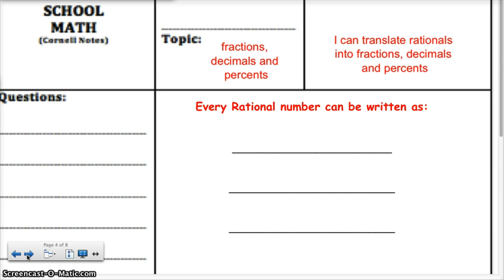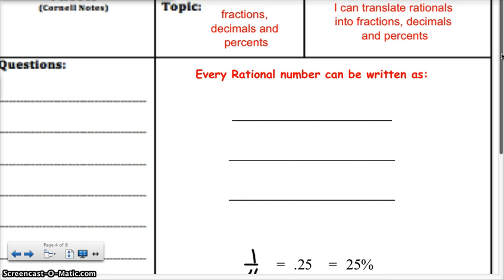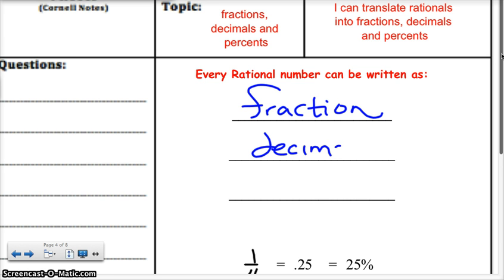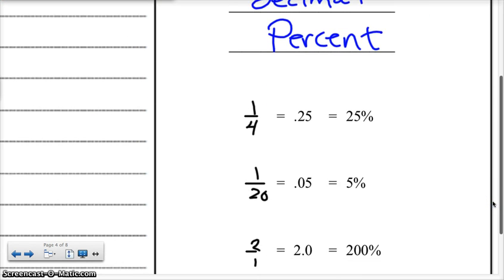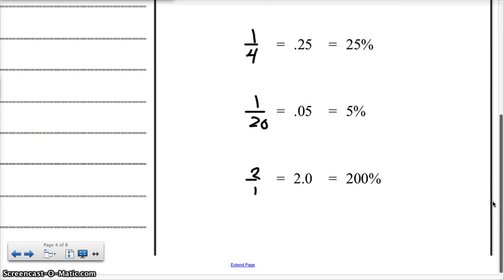Every rational number can be written as a, somebody give me one. Fraction. Fraction, I heard decimal, and percent. Every number can be written as a fraction, a decimal, or a percent, and you just need a little refresher on how you translate them. I just have some examples. A fourth is 0.25, which is 25%. A 20th is 0.05, which is 5%. 2 over 1 is 2.0, which is 200%.